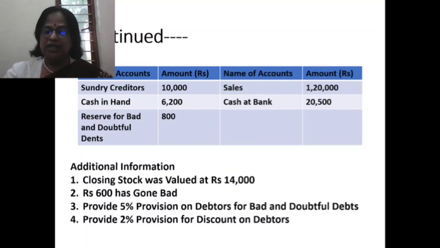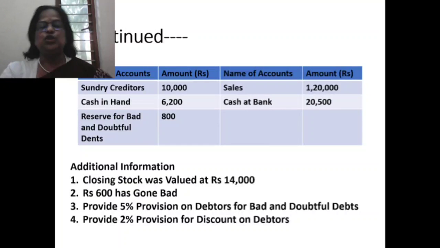Then, another adjustment: provide 2% provision for discount on debtors. That means the previous value, 20,000, minus 1,000, which is 5% of 20,000, you will get 19,000. That is your good debtors. On that, you will calculate 2% provision for discount on debtors.